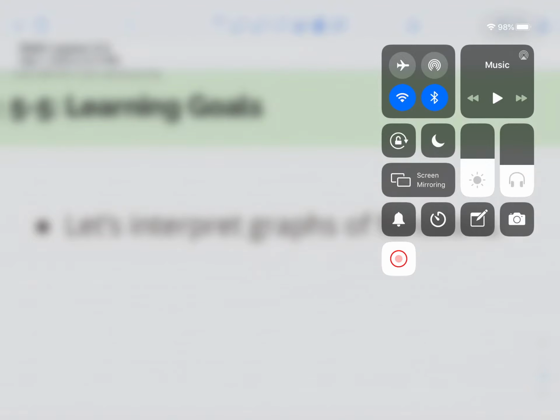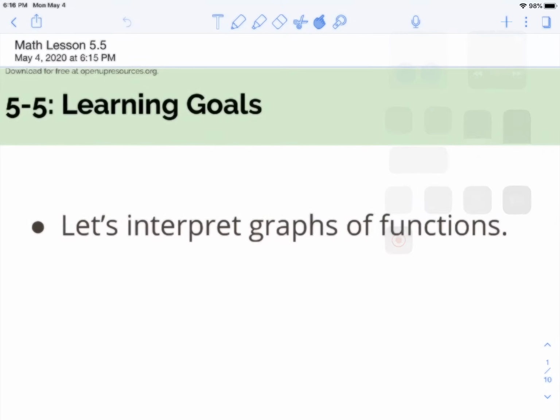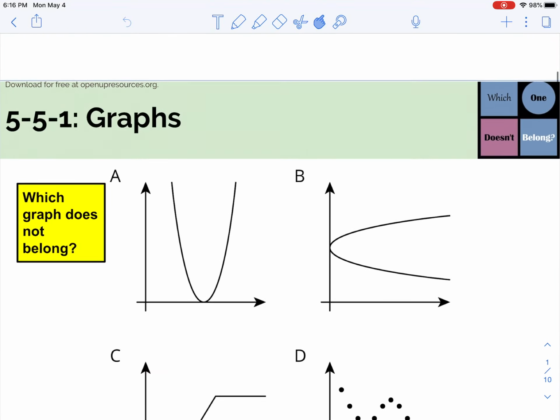All right, welcome to lesson 5 of unit 5. We are going to do more or less the same thing as we did yesterday. We're just looking at graphs of functions. So this one is actually pretty easy.